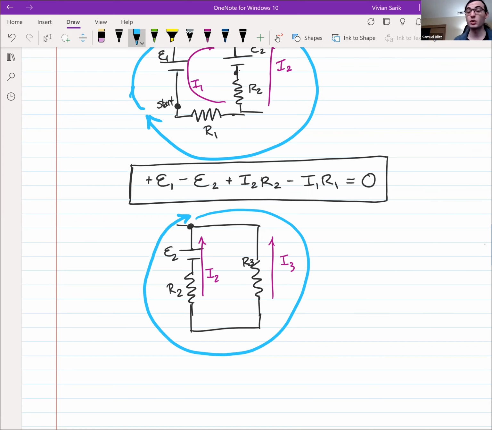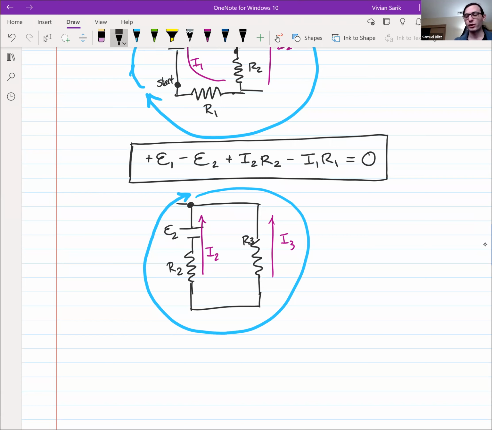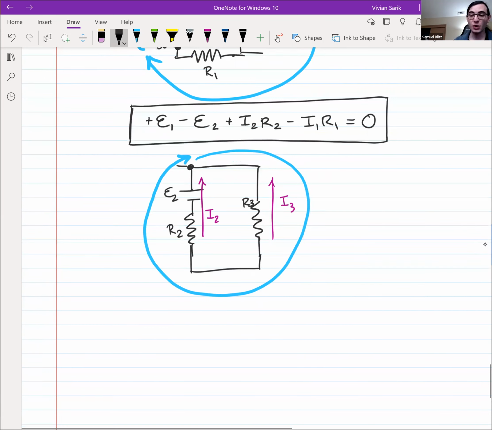So let's do the same thing for this loop. Starting at that junction, the first thing we encounter is the resistor, which is again, the choice of current is opposite the direction of the loop direction. So there, we add the voltage gain across that resistor. So plus I3 R3. Then we continue our loop around, go around the bottom, come around the top.